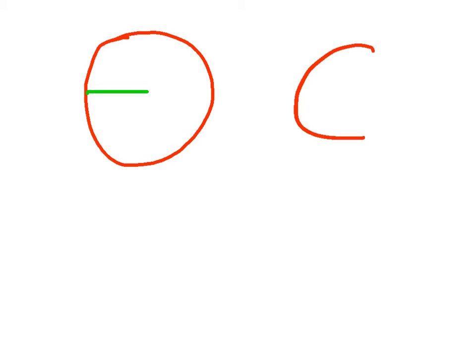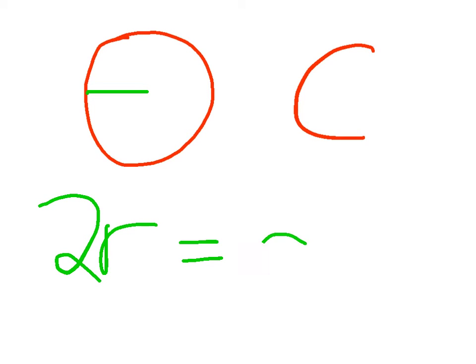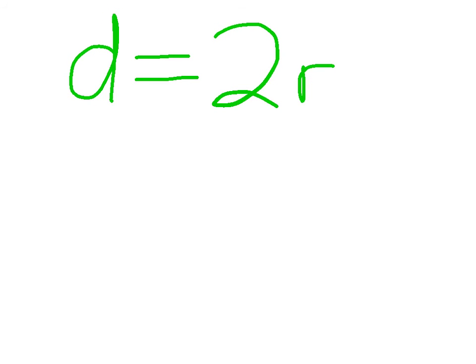Radius is represented by R. And remember that 2 times the radius equals diameter. And we use D for diameter. So 2 times the radius, 1 and 2, gives us our diameter. So diameter is related to radius because diameter is equal to 2 times the radius.